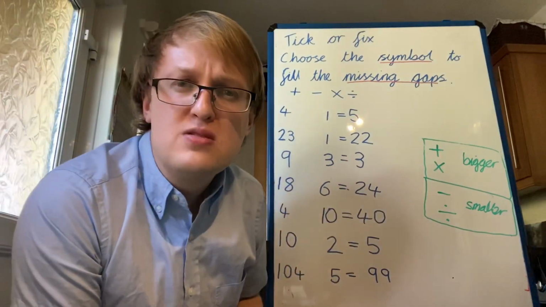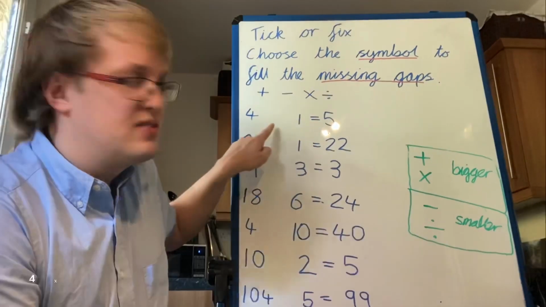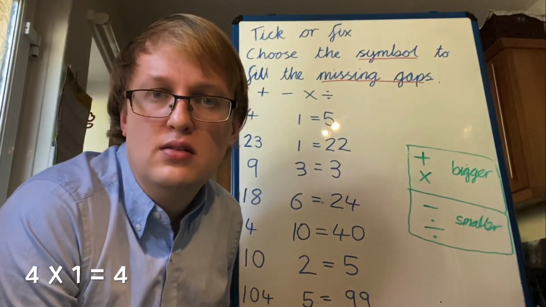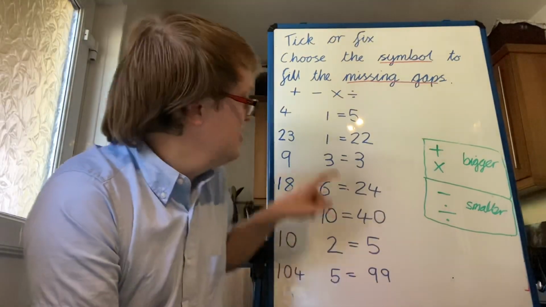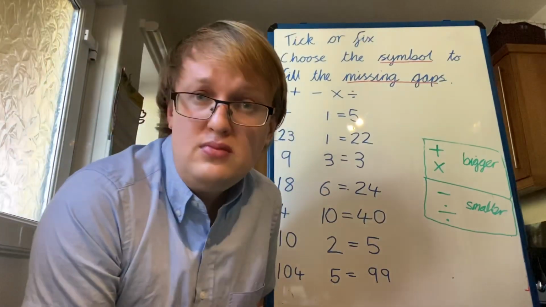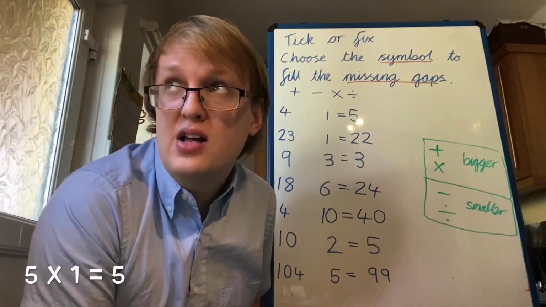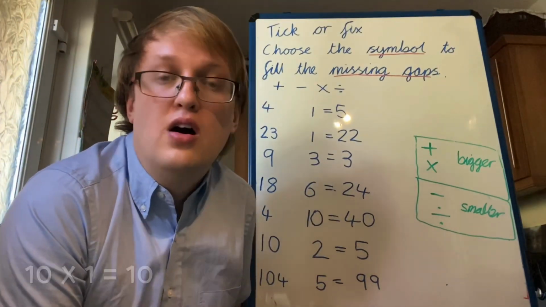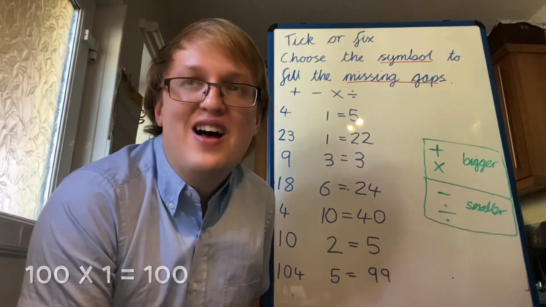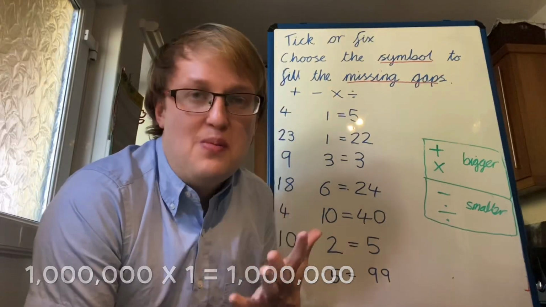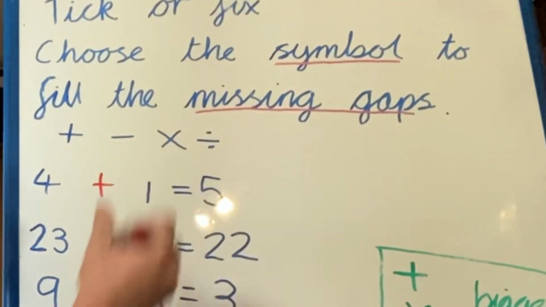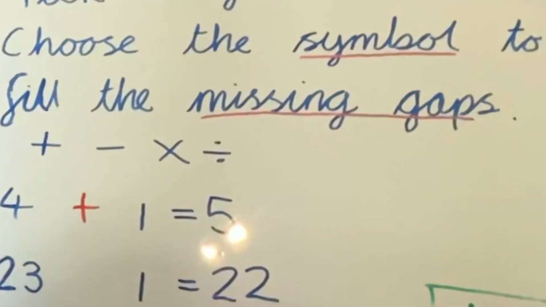Let's just check with multiply anyway. 4 times 1 equals 4. That's right. Remember that when we multiply by 1, the answer is the same as the number that we started with. So 5 times 1 is 5, 10 times 1 is 10, 100 times 1 is 100, 1,000,000 times 1 is 1,000,000, and so on. 4 add 1 equals 5. Now let's just have a quick look at that with the base 10.